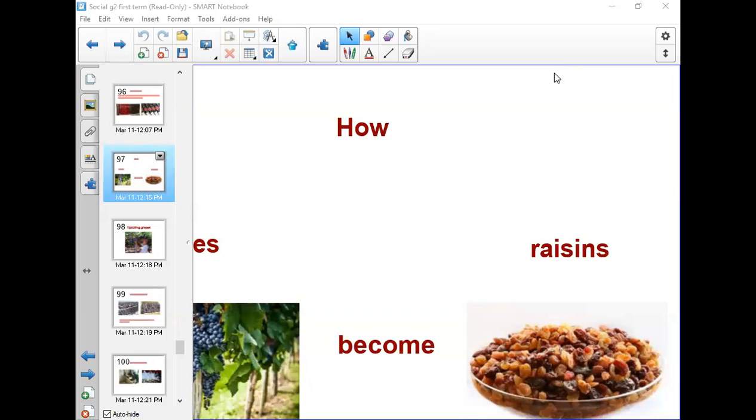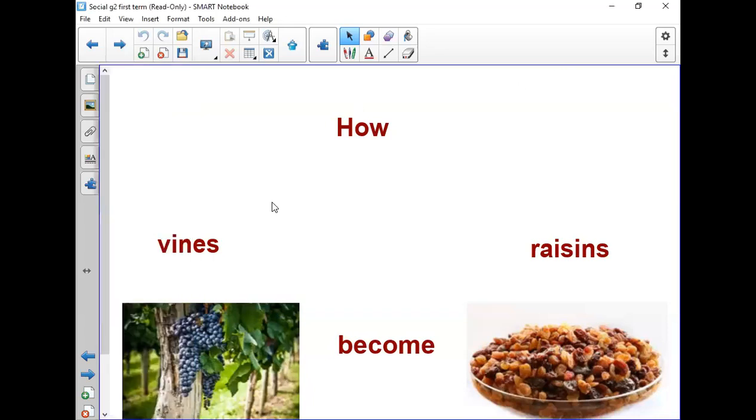Let's see what we will study this week. This week's lesson is called From Field to Market. What is the meaning of from field to market? It means that we get vegetables and fruits and whatever we grow in the fields and send it to the market. So the first question is, how can we turn vines into raisins?